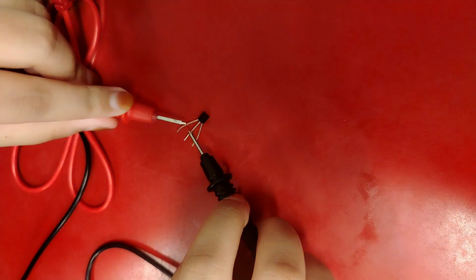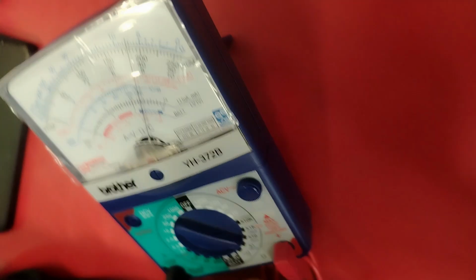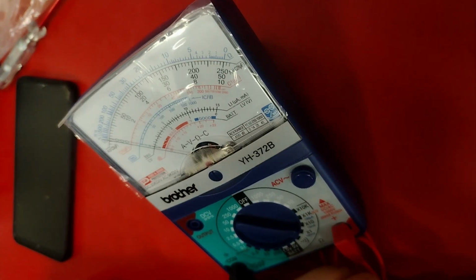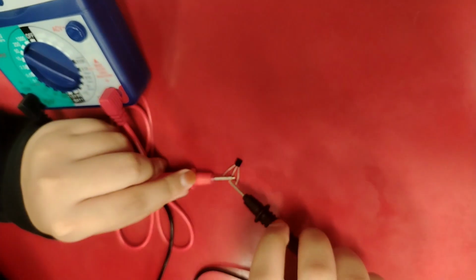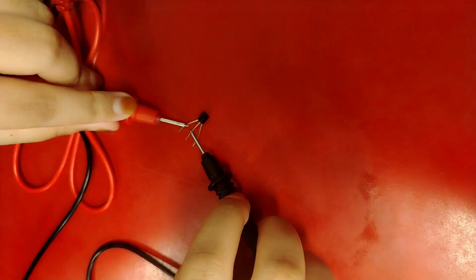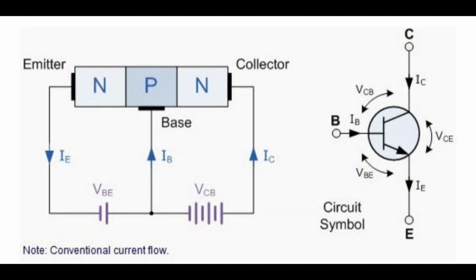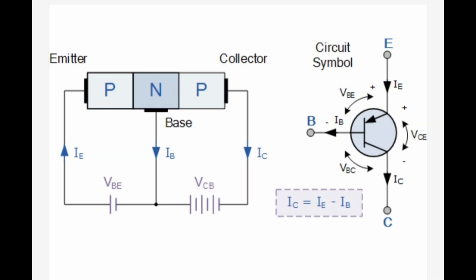Next, we determine whether the transistor is NPN or PNP. If the positive probe is placed on the base and the meter shows deflection, then it is an NPN transistor. But if the deflection occurs when the negative probe, black, is on the base, then it is a PNP transistor. This happens because current flow direction is different for NPN and PNP transistor. So by observing the multimeter response, we can accurately identify both the terminal and the type of transistor.